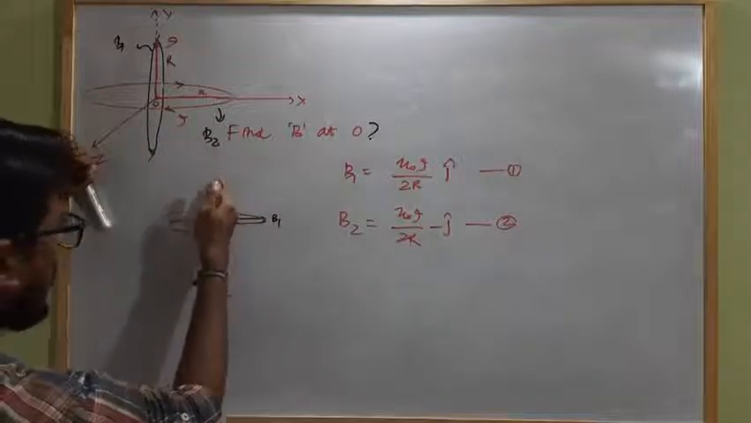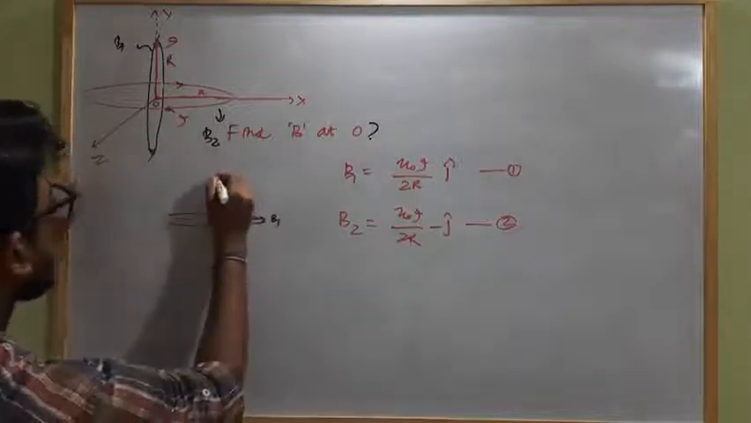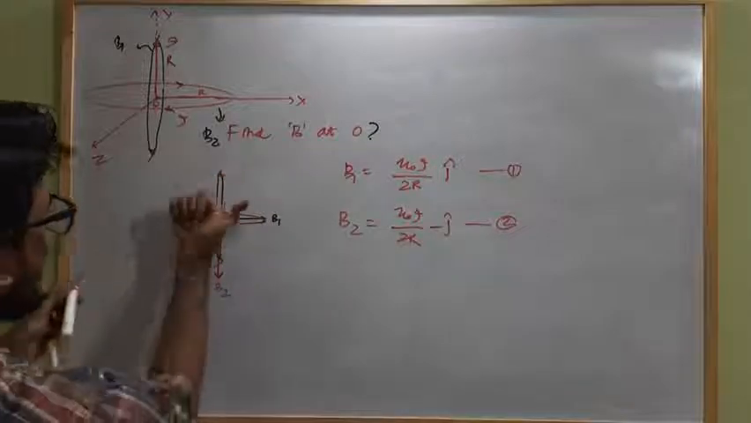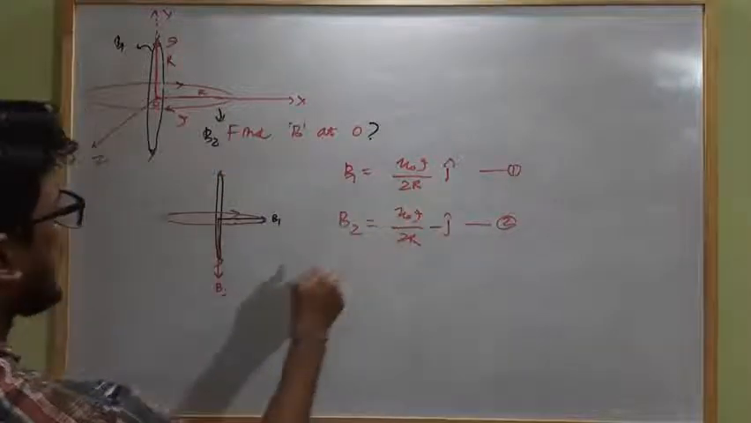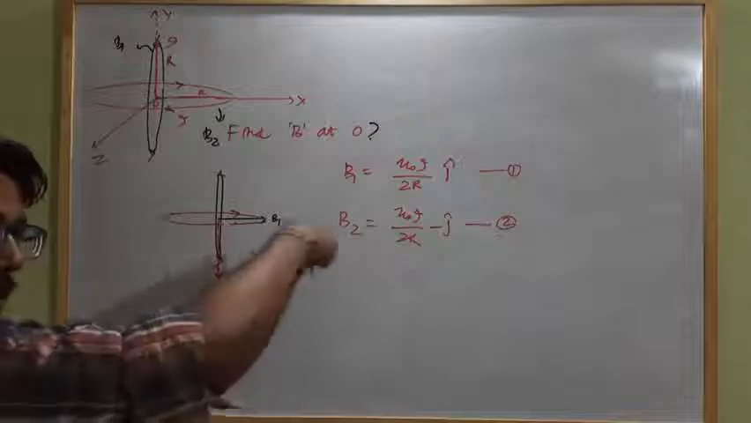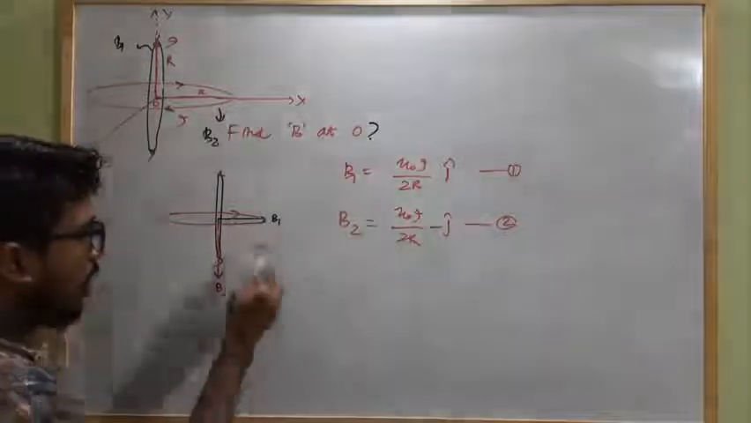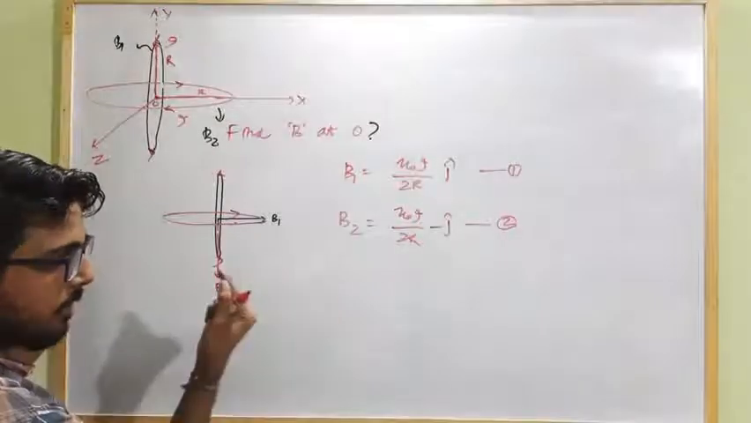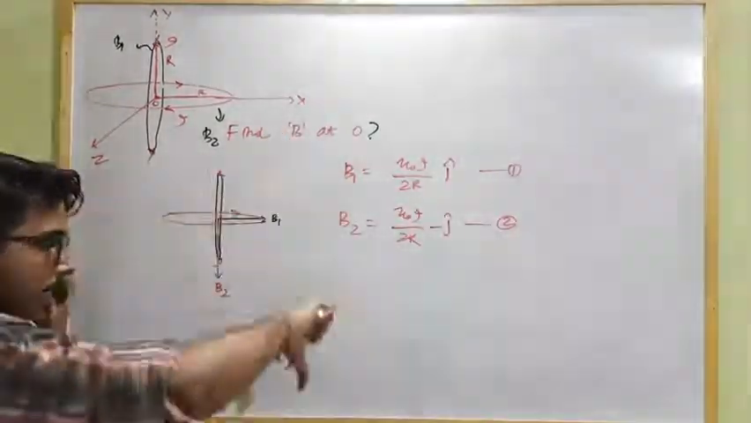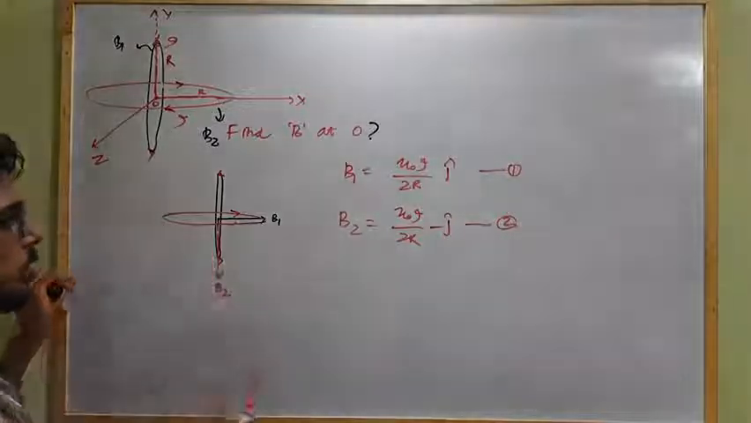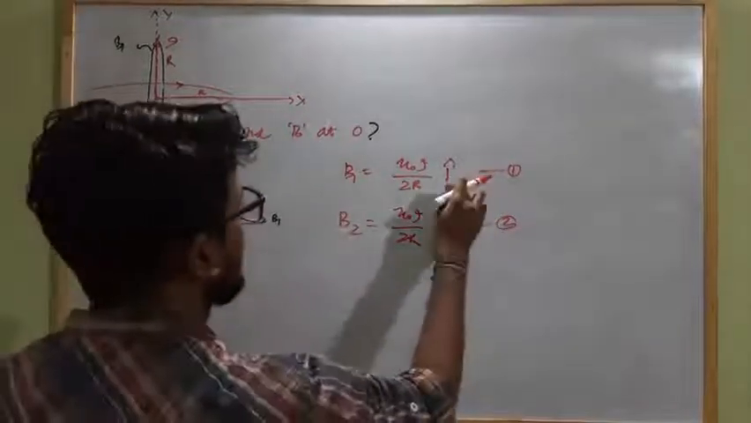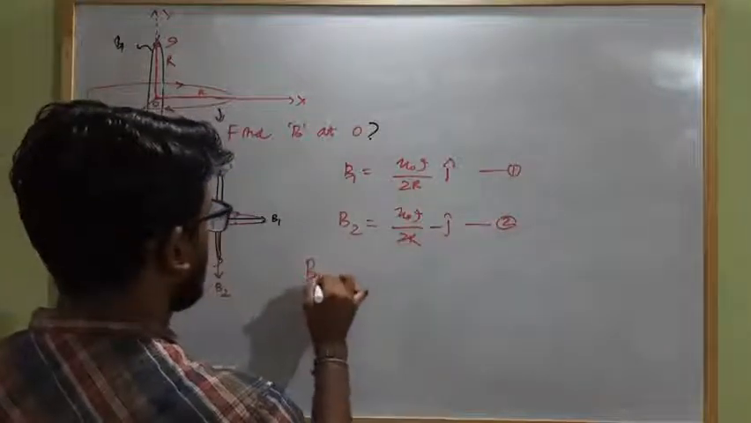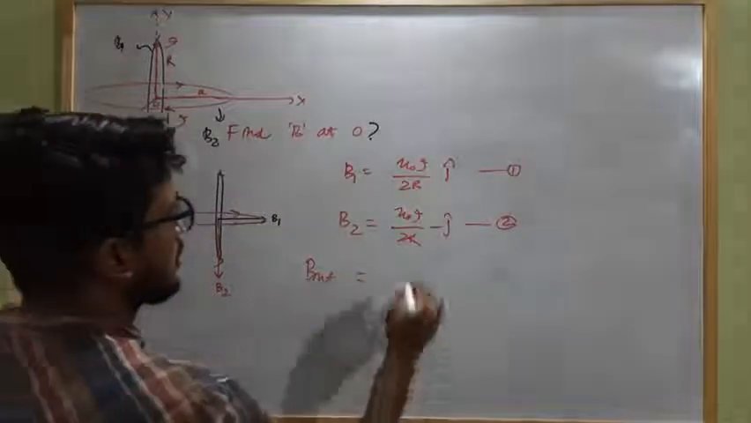So at the center for this the current is flowing like this, so the magnetic field strength B1 will be along the positive x axis, and for this, it is in the horizontal direction. This coil is in the horizontal direction, like this is the coil. So the magnetic field direction will be along minus y axis, so minus j cap. So this B1 and B2, so B net will be how much?